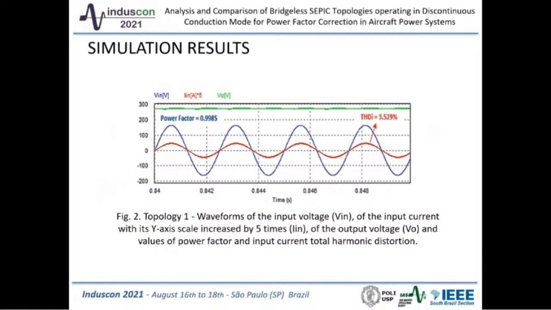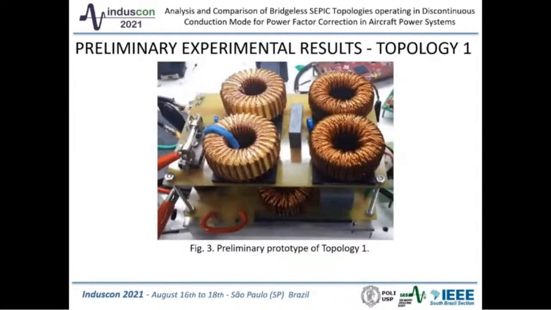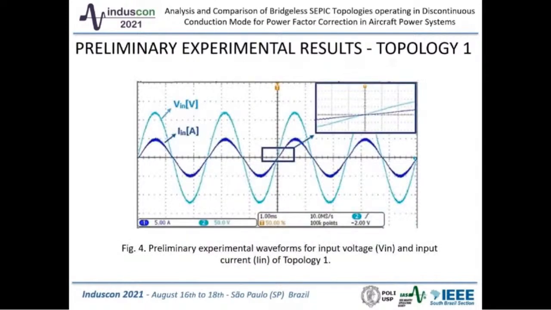Figure 2 shows the waveforms of topology 1. Figure 3 presents the preliminary prototype of topology 1. And Figure 4 shows the waveforms of the prototype's input voltage and input current for low power load.